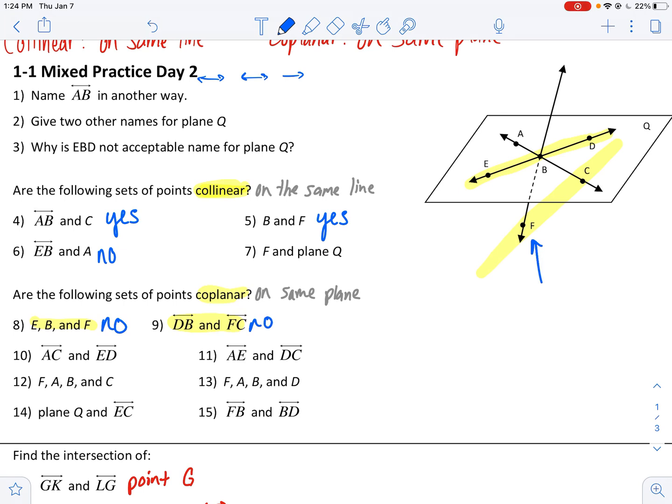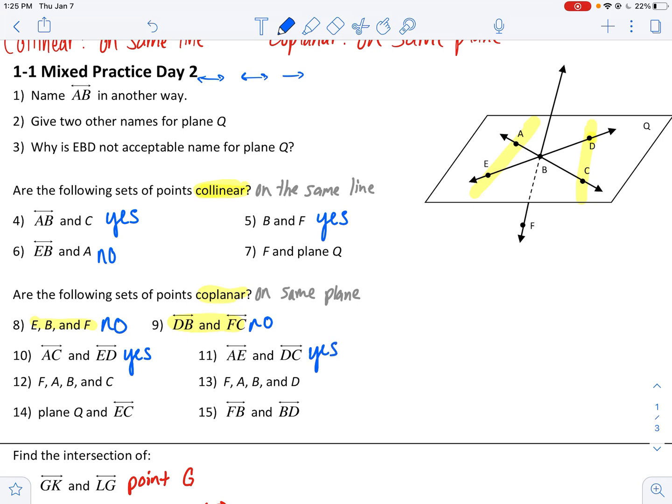Number 10, AC and ED, those 2 lines. Let's see if those are on the same plane. So AC, that's AC. ED is that one. Are they both on the same plane? Are they inside of plane Q specifically? And they are. And number 11, AE, looks like that would be a line there, and DC. Are those both on the same plane? And it looks like those are as well.